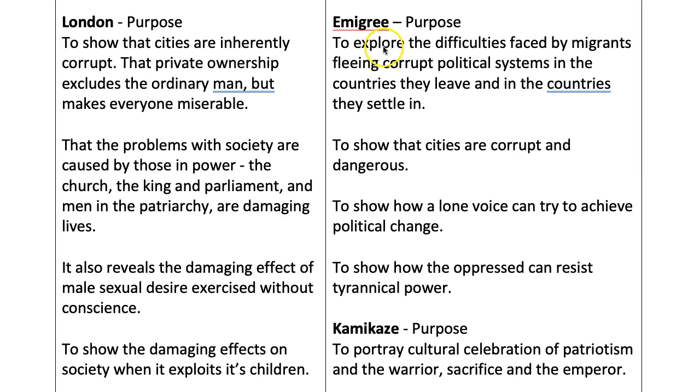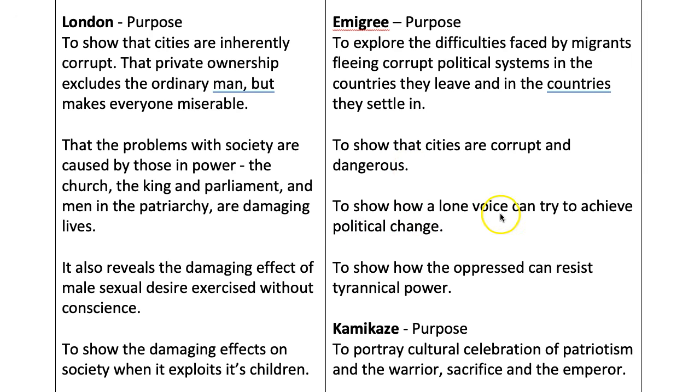Well, amazingly, my favourite one to compare this to is actually Emigree. Emigree also explores the difficulties faced by people, here it's migrants, living in a foreign sort of environment, like moving from the countryside into the city. She also shows how cities are corrupt and dangerous. So the city she's left is hostile, but also is the city that she's come to. She's not accepted.